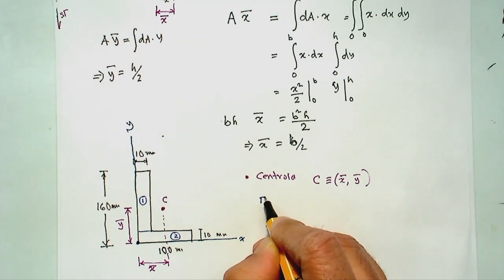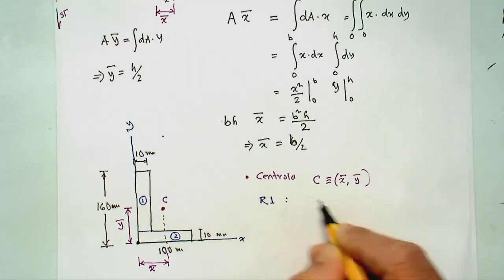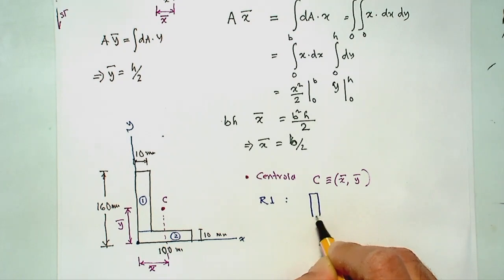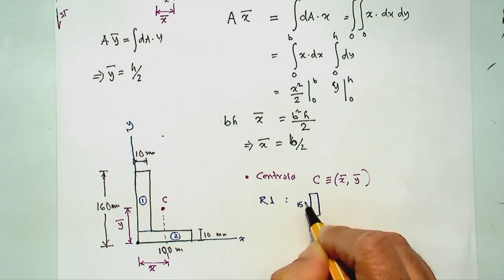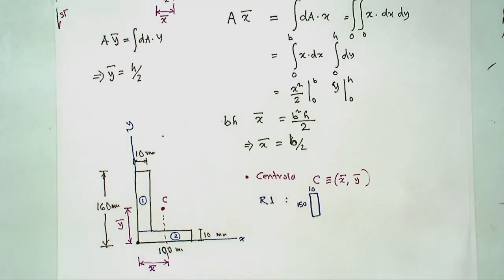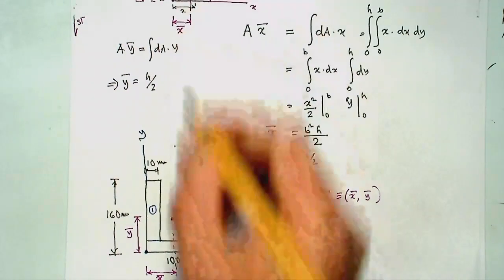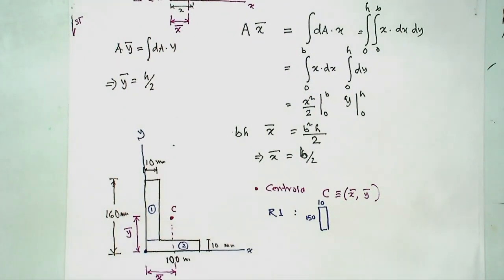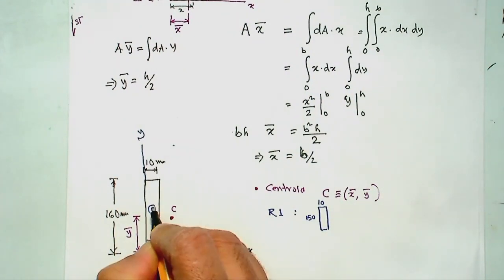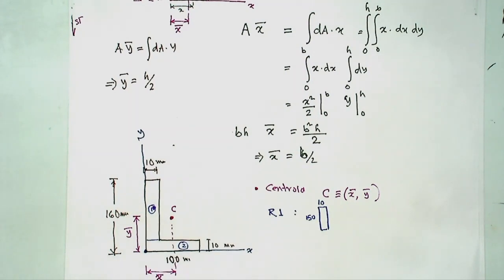So rectangle number 1 has got a dimension of 150 by 10, and I know its centroid would be, from my calculations before, halfway up as well. Say here is the centroid. So I know that's the centroid. Similarly, rectangle number 2 is 100 by 10. So this way 100 and that way 10. And its centroid would be in the middle.